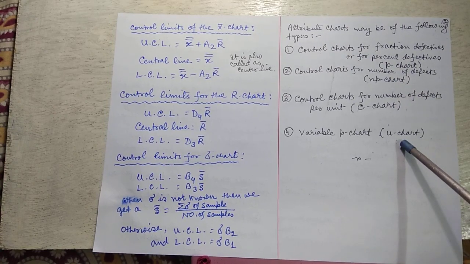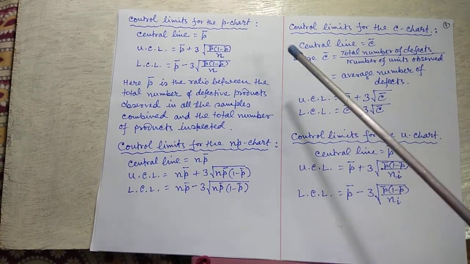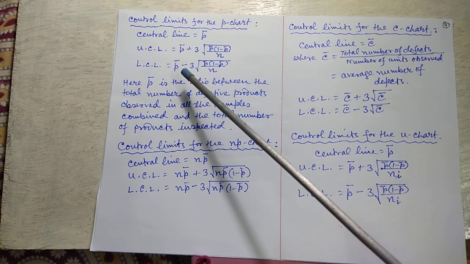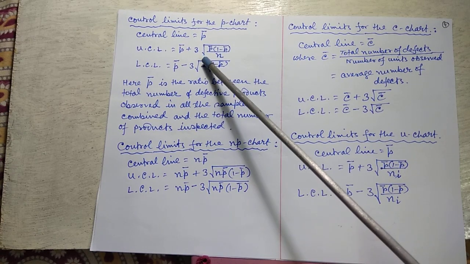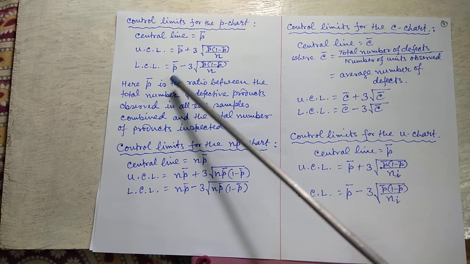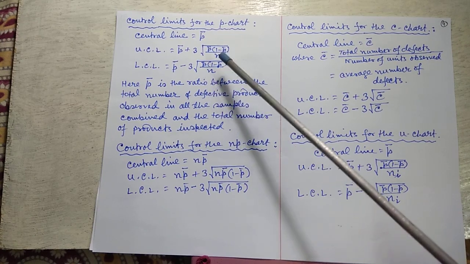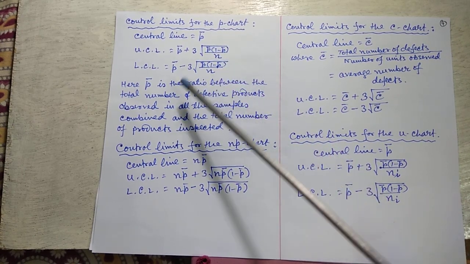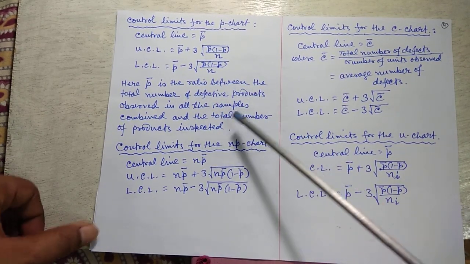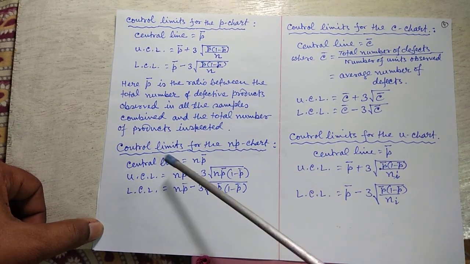See here the control limits for the P chart. Central line equals P bar. Upper control limit equals P bar plus 3 into root over P bar into 1 minus P bar by n, and lower control limit equals P bar minus 3 into root over P bar into 1 minus P bar upon n. Now you have to remember this formula. Here P bar is the ratio between the total number of defective products observed in all the samples combined and the total number of products inspected. Clear?